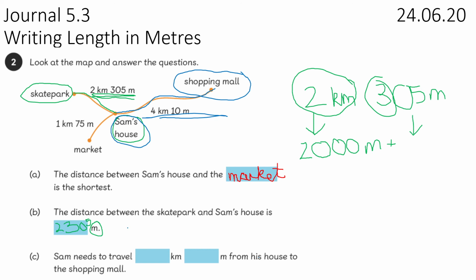Now let's check the question. Do we need to convert? Do we need to change it? Sam needs to travel something kilometres and something metres. So we don't need to change it. We can just copy it in. So 4 kilometres and 10 metres. That question was nice and easy.